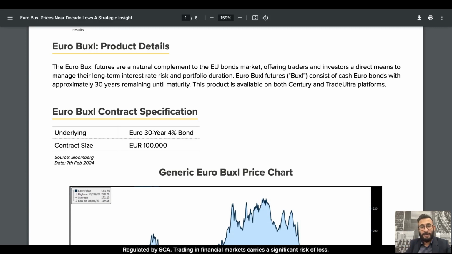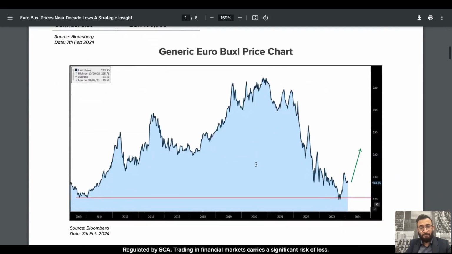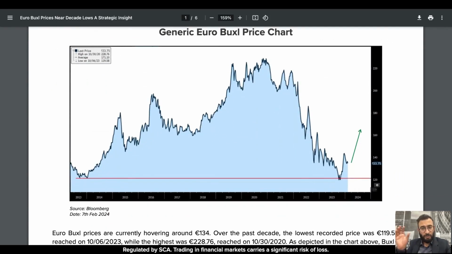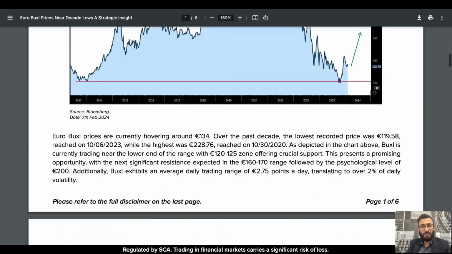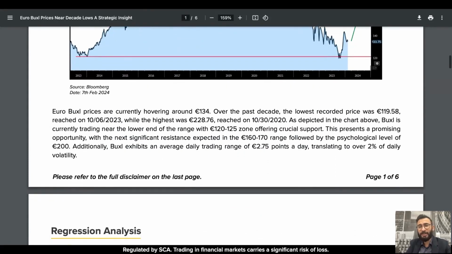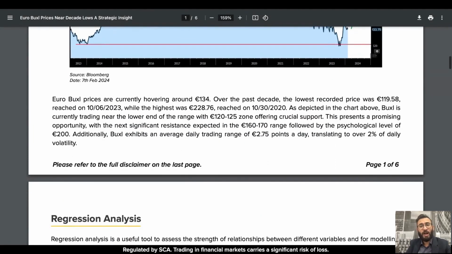So let's understand, the Euro Buxel is a basket of European German government bonds which are put into this, and it carries a price. Currently, the price would be around 131. It was somewhere around 134 euros when we started talking about it. It has come down recently to around 131 euros.